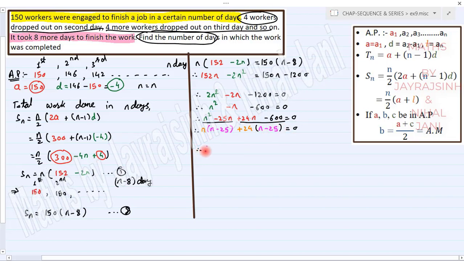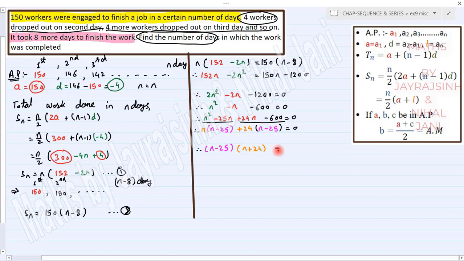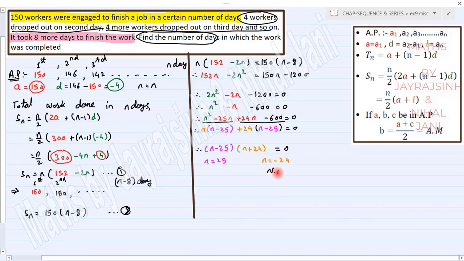So we get n minus 25 into n plus 24 equal to 0, which suggests that n equals 25 or n equals minus 24, which is not possible. So we can say it took 25 days to complete the job. That is your final answer. Tada!